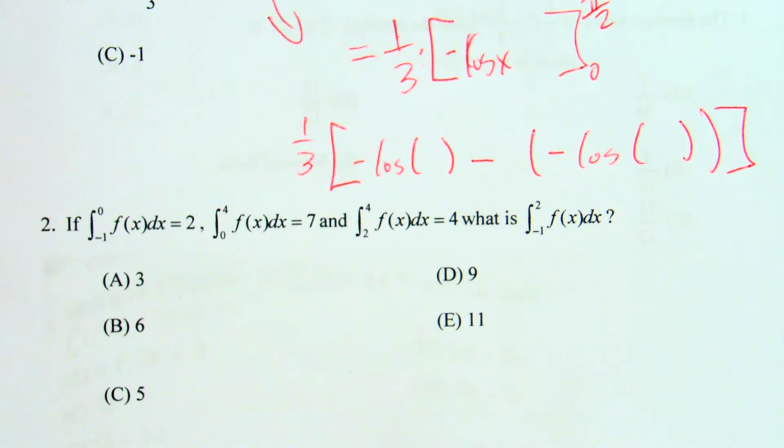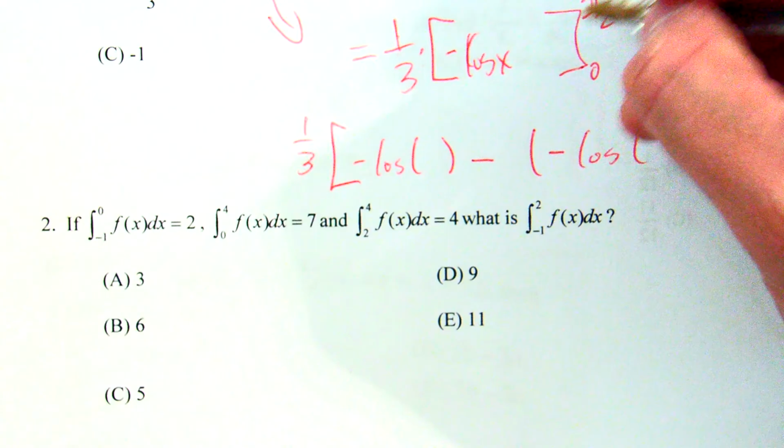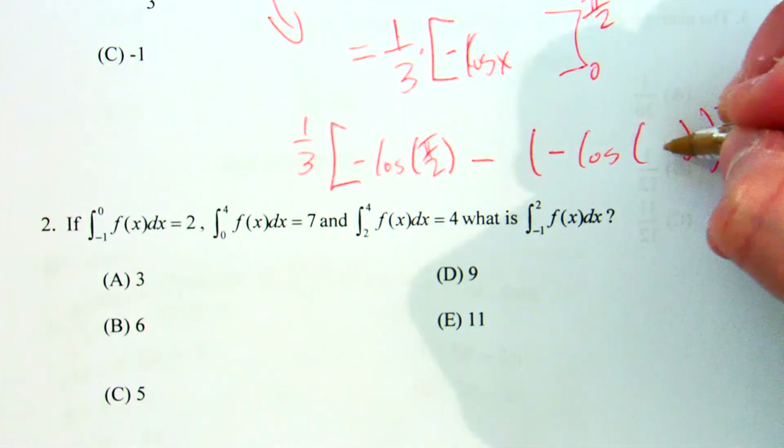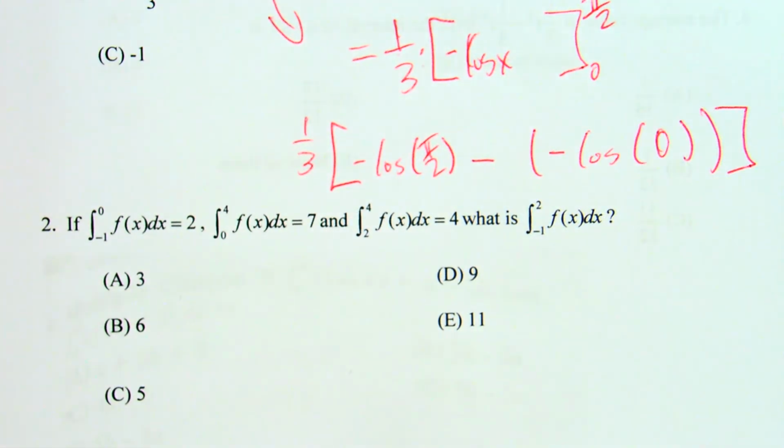Now if you see here, I put all these parentheses and brackets. I know it seems ridiculous, and the goal is for you to do all this in your head eventually. But for right now, you just lay it all out. Let's put this as negative cosine of pi over 2 minus the negative cosine of 0. And all we've got to do is simplify this.